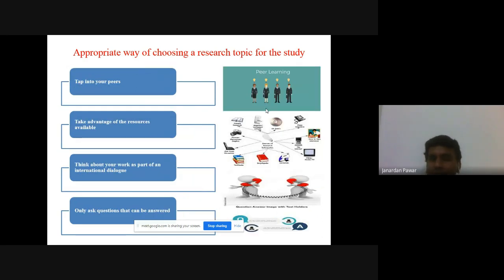Then tap into your peers. We always have a group: a group of friends, a group of colleagues, a group of professionals. Whatever idea is in your mind, put that idea to your peers. Definitely, they will also suggest something. Whether to take all those suggestions or not is up to you. If somebody says something negative about your idea or topic, forget about that. If four of them talk positively about your idea, you will get another input to pursue the research. So whatever topic you have.